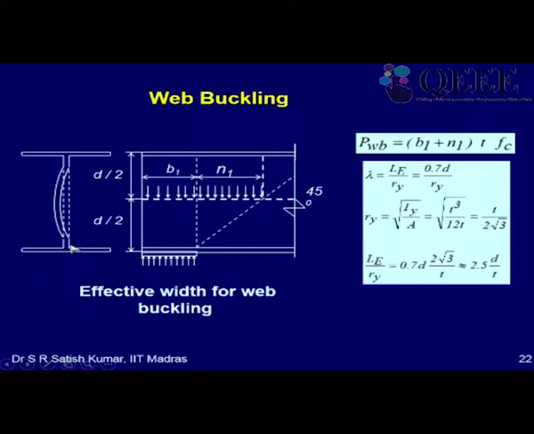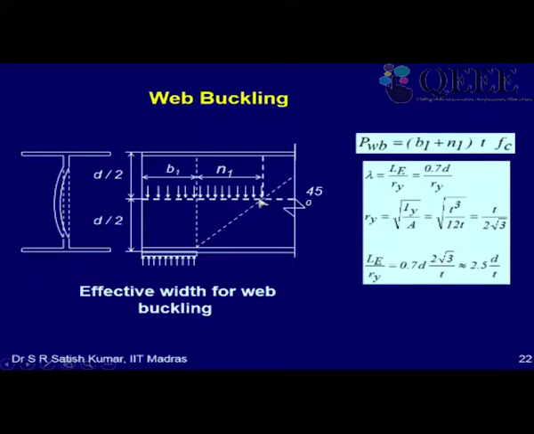So it is going to buckle as if it's a column. Okay. So if that is the case, how to calculate the load at which this buckling will occur? The PWB, web buckling in shear, the load at which this will happen will be (B1 + N1) into the thickness, this is the area of cross section at this location, into the design compressive stress for this, considering the slenderness effects.